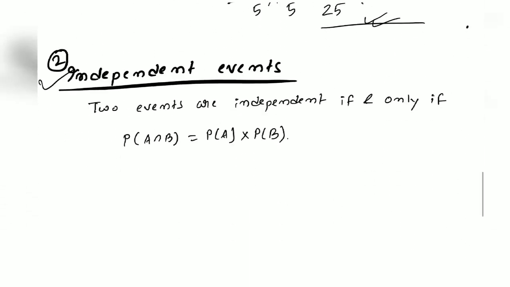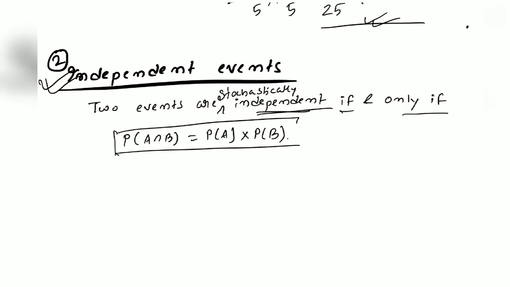Now let's come to the topic of independent events. Suppose two events are independent. Here just correct that we have to write stochastically independent events. So these two events are stochastically independent if and only if P of A intersection B is equal to P of A into P of B.